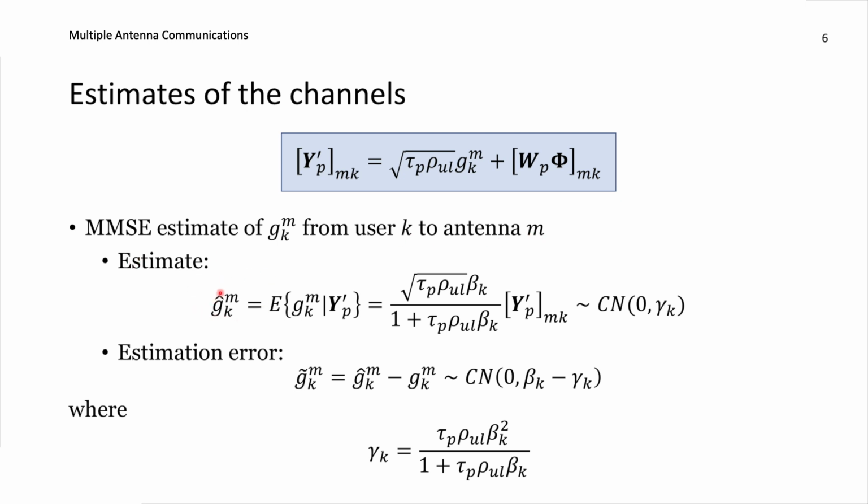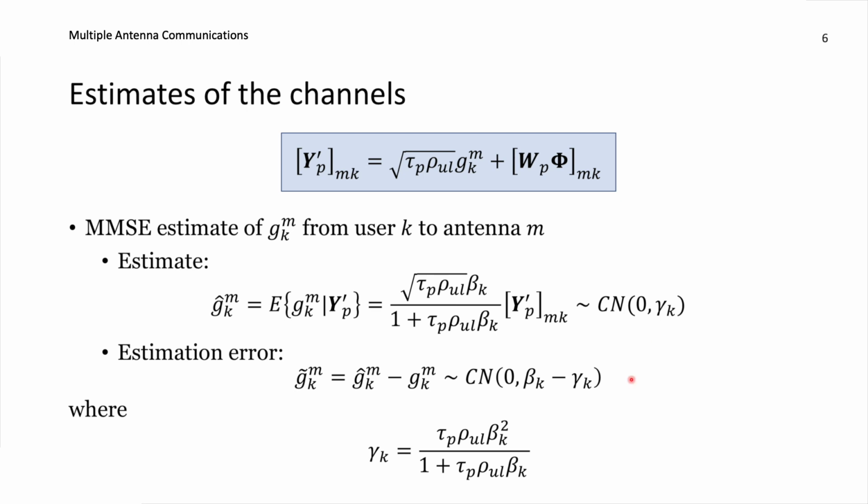The estimate that we write with the hat here, g hat km, is the expected value of g km given that we observe this matrix, and it's actually only this element in the matrix that is of interest to us. And then we should take that element, multiply with this constant, square root of tau p rho uplink, and then take the variance, which is beta k, divide by 1 plus tau p rho uplink, and then multiply with beta k again. And this channel estimate is going to be complex Gaussian distributed, have zero mean, and a variance that we compute in the same way as we did on the previous slide.